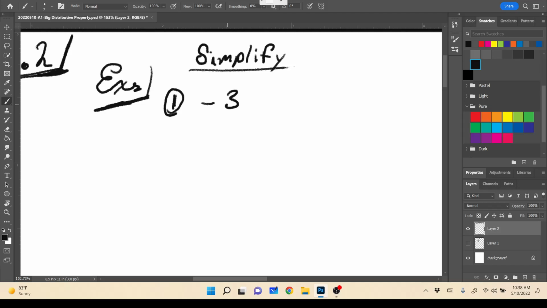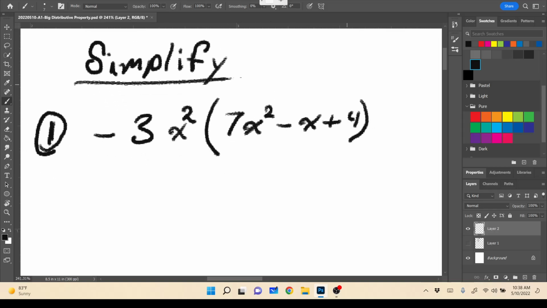Negative 3x squared times 7x squared minus x plus 4. So what are we going to do with this, do you think? We are going to distribute it. We're going to distribute that times that, and that times that, and that times that.